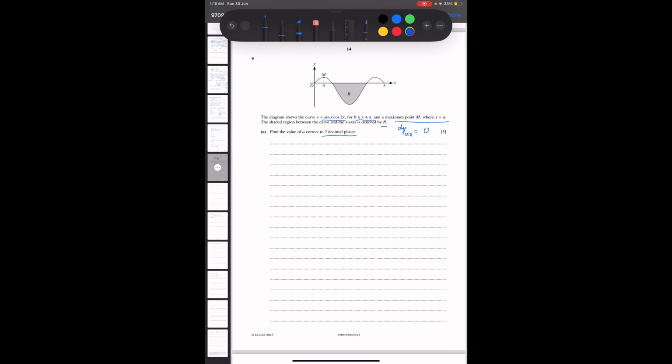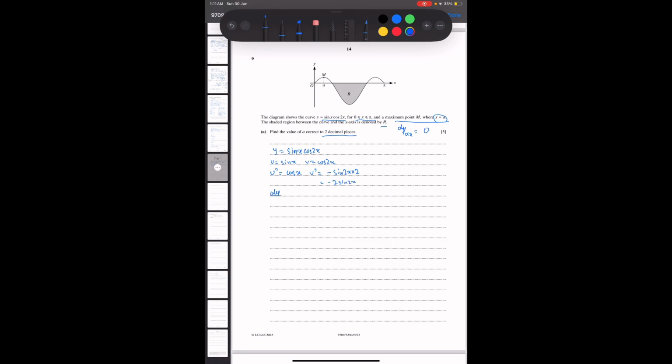So now I'm going to find the expression for dy by dx at x is at M, and then I'm going to equate it to 0, and then I'm going to find the value of a basically, not x, like x is equal to a, right? So y is equal to sine x cos 2x. I'm going to use the product rule over here. So u is equal to sine x and v is equal to cos 2x. So u dash is equal to cos x and v dash is equal to negative sine 2x multiplied by 2. So it's negative 2 sine 2x.